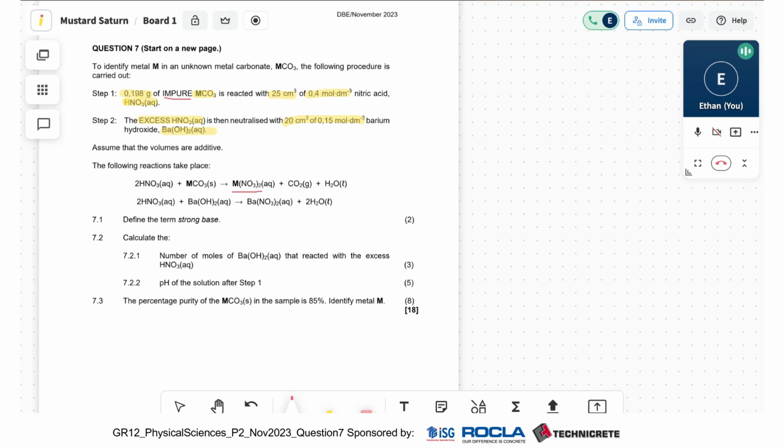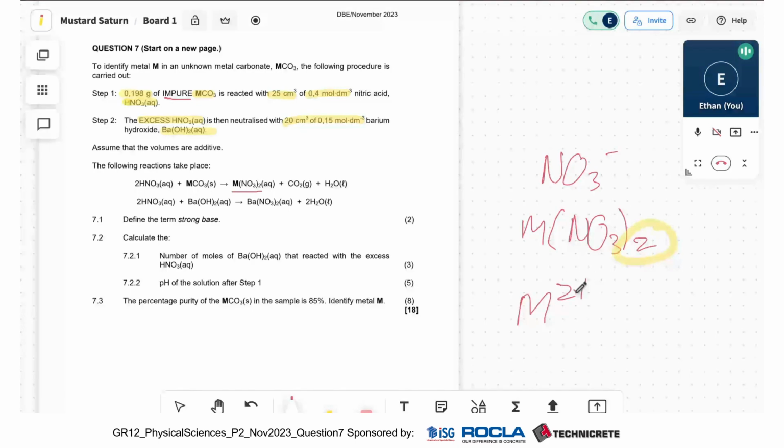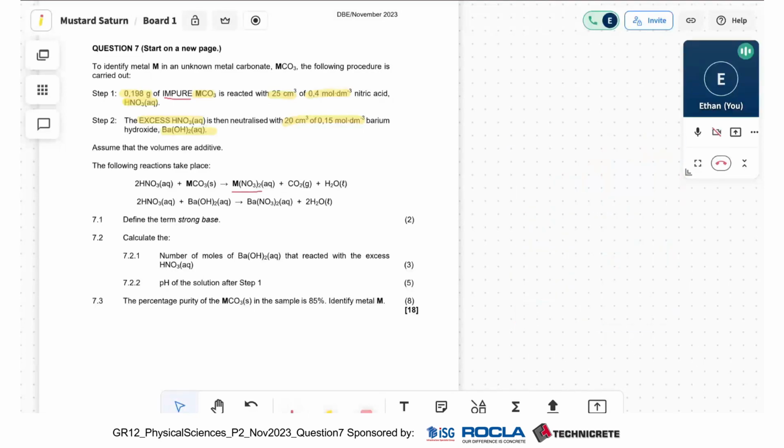Our metal is 2 plus because again we know that the nitrate ion exists as NO3 minus. So if it's M NO3 2, this 2 implies that our metal is 2 plus once again. So for sure we know our metal is 2 plus, and it takes 2 stoichiometric units of HNO3 to react with it as well. So that's another clue, this 2 here.